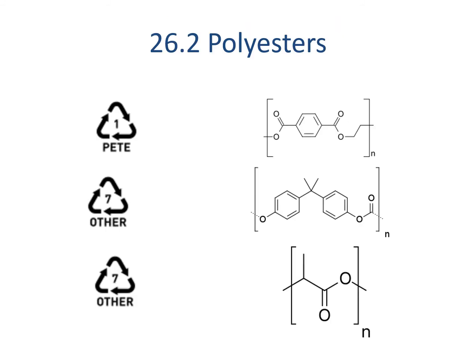We've already talked about some polyesters, type 1, and each of the forms of type 7 plastics that we've seen. Notice here that the name polyester refers to the main chain, whereas other names referred to monomers, like the PETE and polycarbonate and polylactic acid.